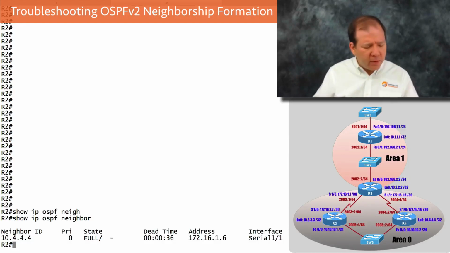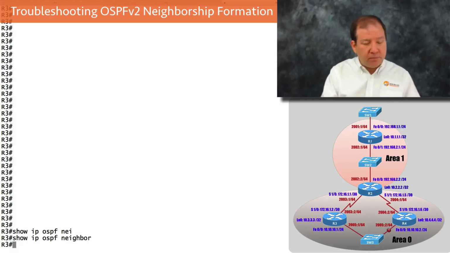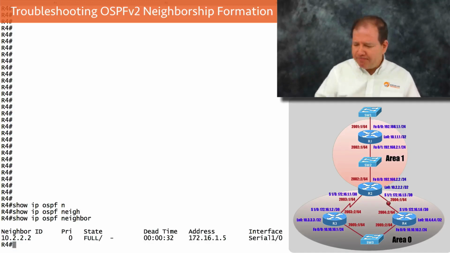It's got one neighbor. It's a neighbor with R4. Not with R3, not with R1, but it's a neighbor with R4. Okay, it's better than nothing, I suppose. Let's go to R3, do a show ip ospf neighbor command there as well. No neighbors. And I bet I can predict what R4 is going to have based on what we've already seen. I'll bet that R4 is a neighbor only with R2. Let's do a show ip ospf neighbor command. And sure enough, we are a neighbor with R2.